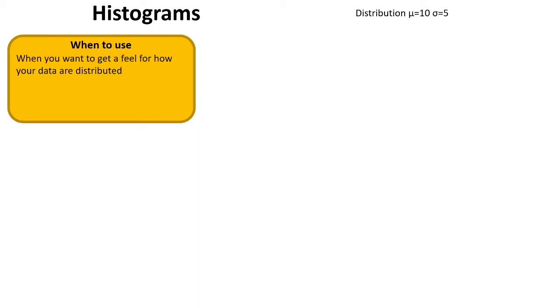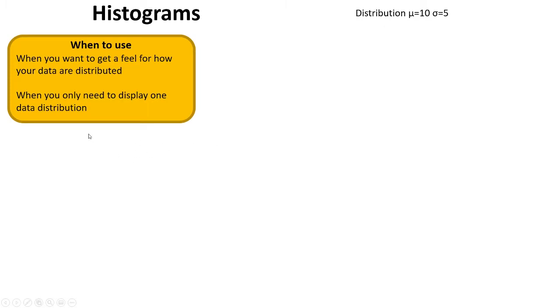Okay, so histograms. When are we going to use a histogram, and what is it? Well, first of all, we're going to use a histogram when we first want to get a feel for how our data is distributed. So when we first open up a new data set and we don't know whether it's skewed, like we talked about in a previous lecture, or we don't know if it's bimodal with multiple humps, we're not really sure what's going on with it, we want to plot it to see what it looks like.